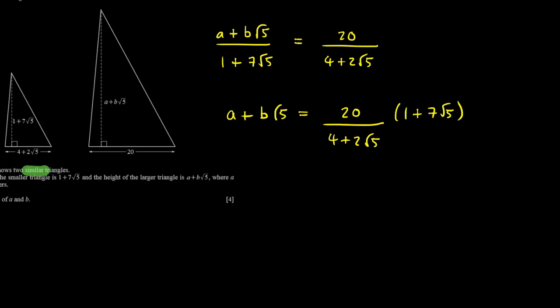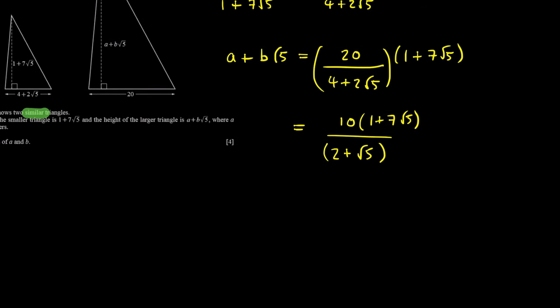Now, before I carry on, I think the best thing to do is always to simplify. You want to simplify early and often. And I noticed that with this thing here, I can divide top and bottom by 2. So that's what I'm going to do. I'm going to rewrite this as 10 over 2 plus root 5. And then on the top, 1 plus 7 root 5 there, right? And the reason I've done that is because I'm always looking to make my life easier.